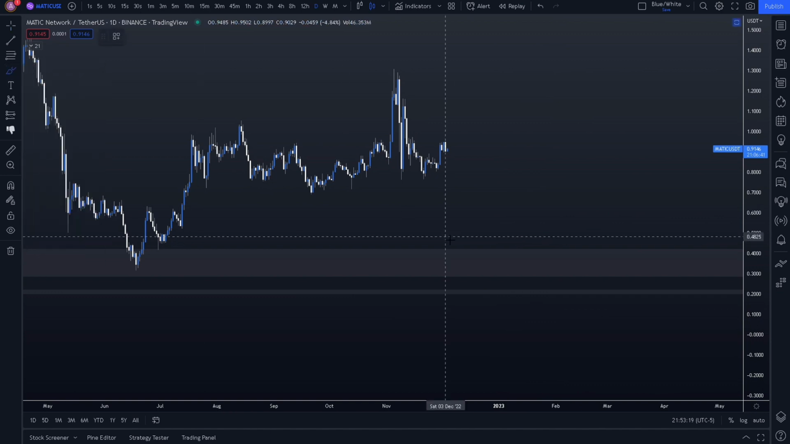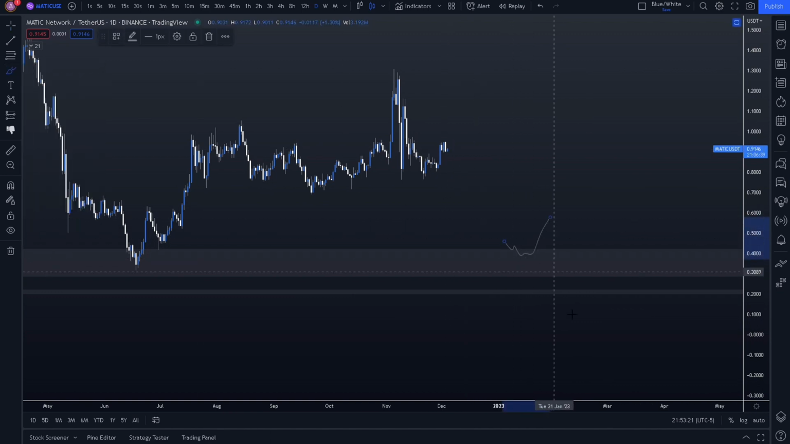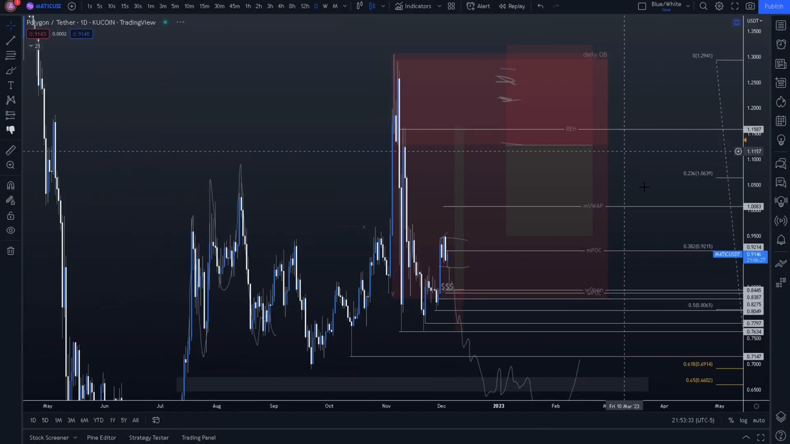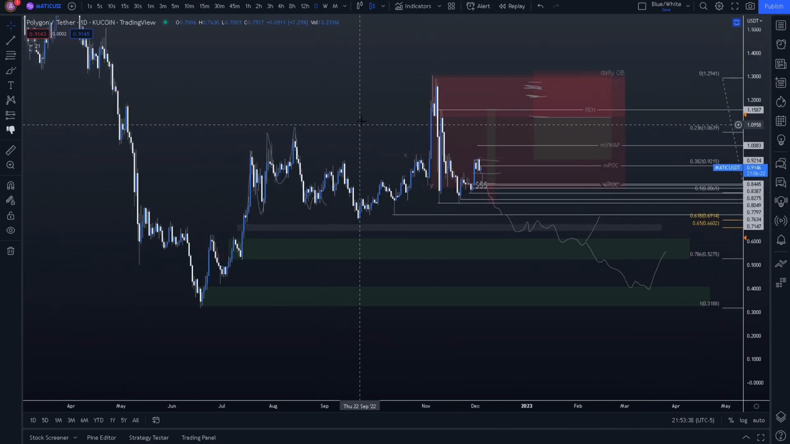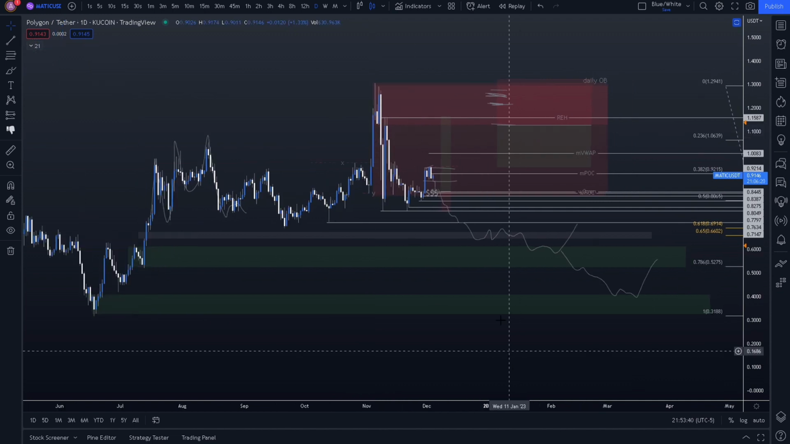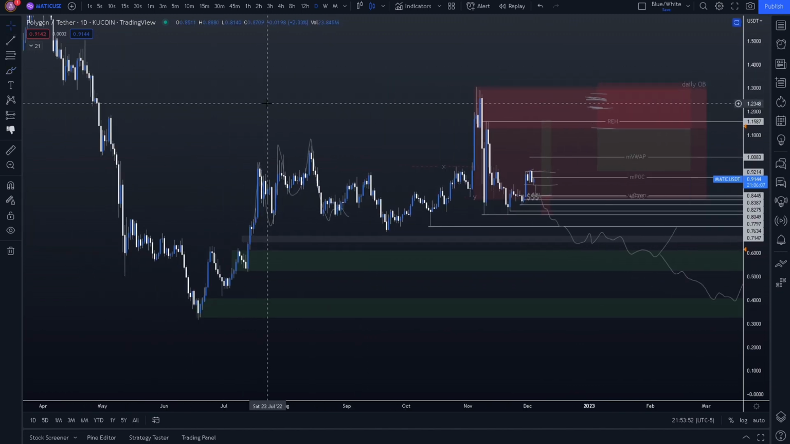So in terms of the very large macro outlook, something like that, tapping into that order block down here. Let's actually go back to the other Matic chart. So yep, this is what I'm kind of assuming for Matic. Just to recap for you guys, I'm looking for a short-term move up into a larger dump down. And that is, put simply, what I think will happen with Matic.